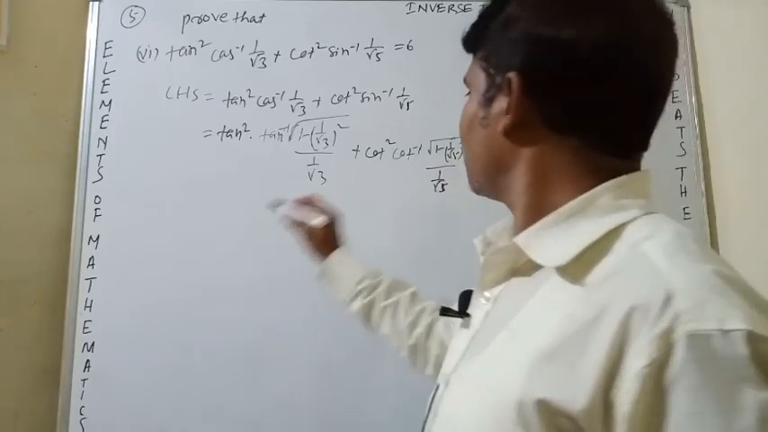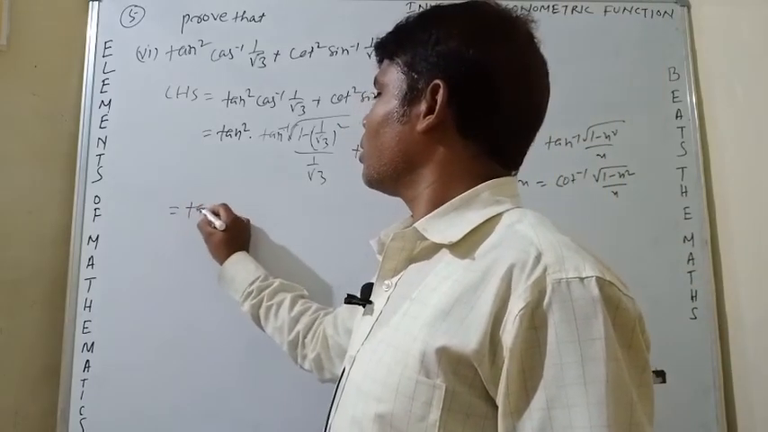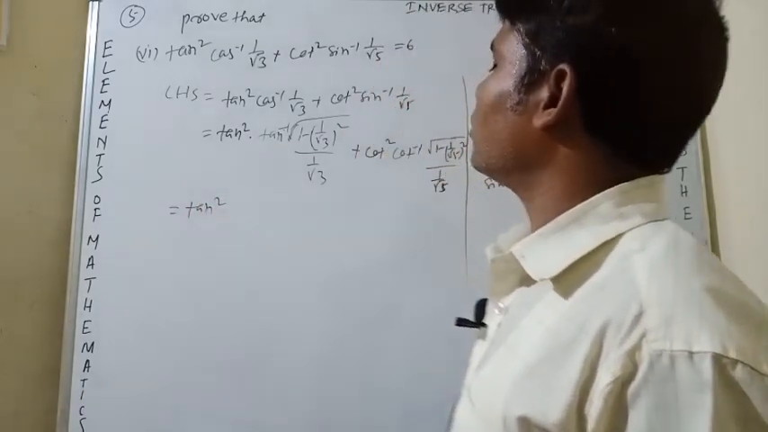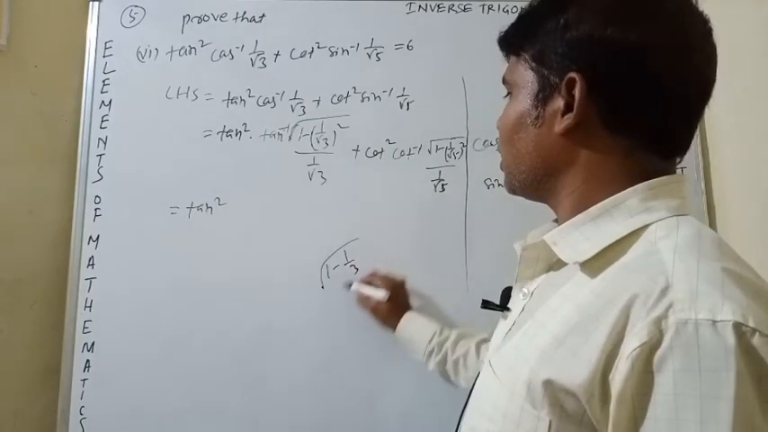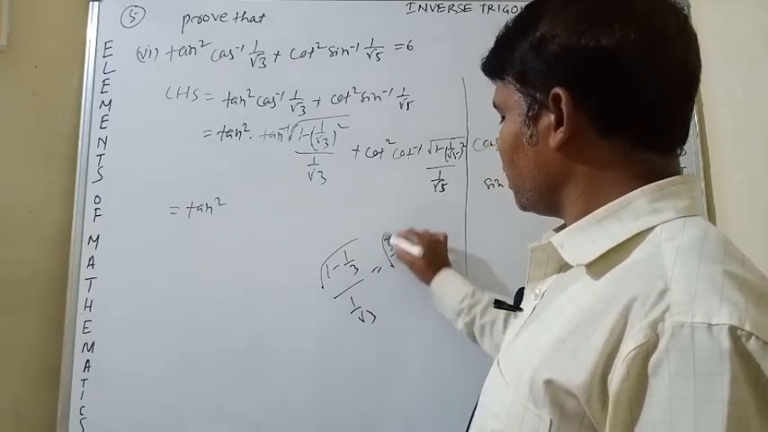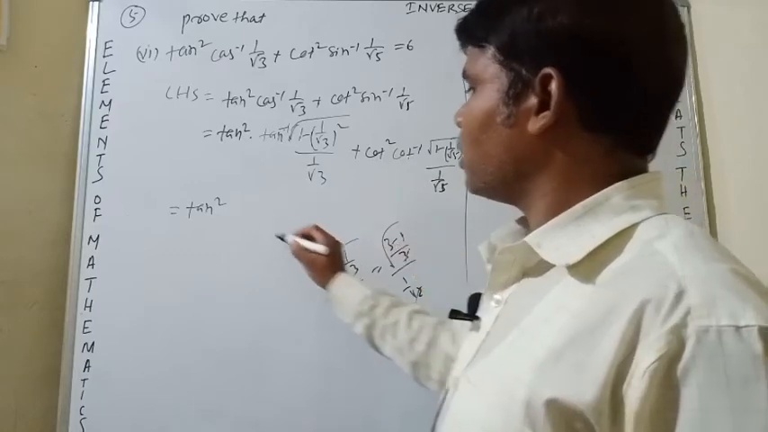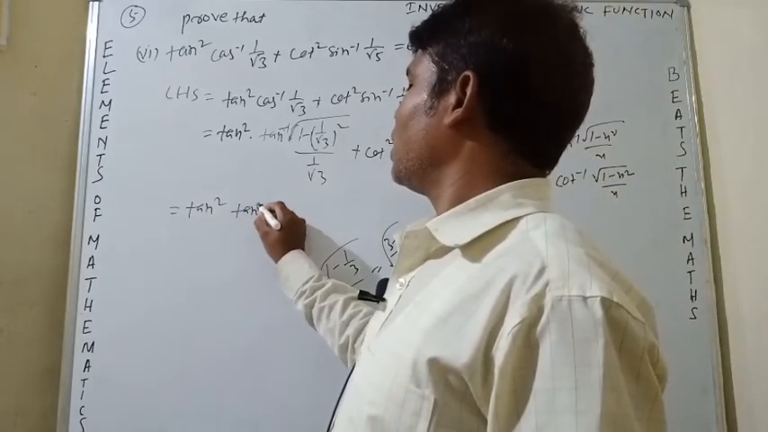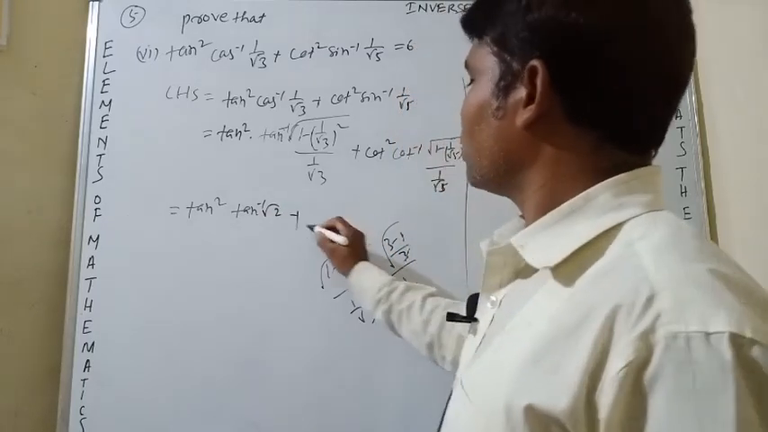Okay, this is equal to tan square. You simplify it and you can get 1 minus 1 by 3 by 1 by root 3, which is equal to 3 minus 1 by 3 by 1 by root 3. Root 3 cancels out. So this is tan inverse root 2 plus, this is how much?